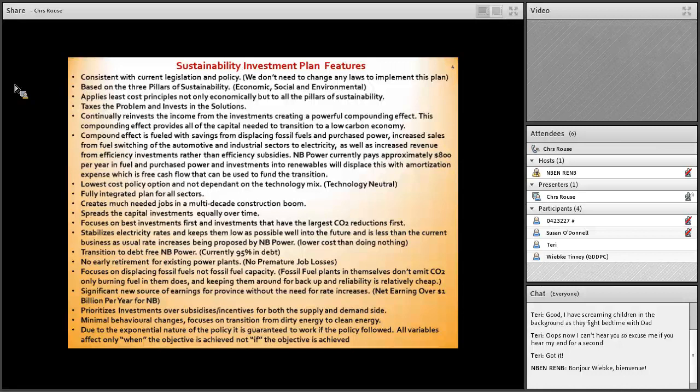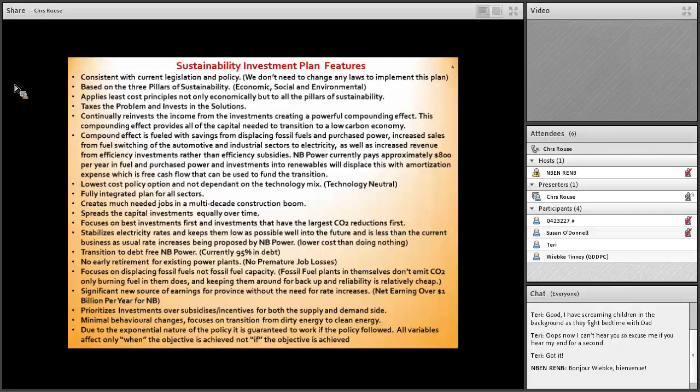This is a fully integrated plan for all sectors in New Brunswick. Creates much needed jobs and a multi-decade construction boom in the province. It spreads the capital investments equally over time so that no one generation has to not only contribute, but also get the benefits from the construction boom. So instead of doing a whole bunch of work all at once, we can create sustainable industries over time. It focuses on the best investments first and investments that have the largest CO2 reductions first.